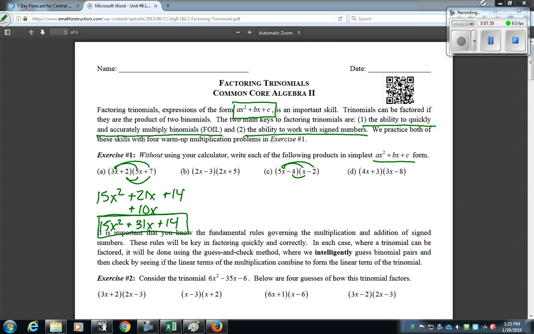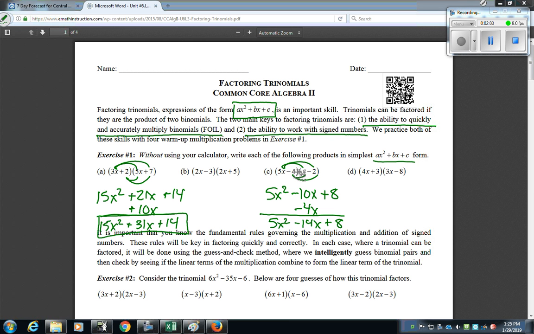And then I'll try another as well. Similar to what we just talked about, of course with this one we got negatives. So we got 5x times x, which would be 5x squared. 5x times negative 2 is negative 10x. Negative 4 times x is negative 4x, and negative 4 times negative 2 is positive 8. So when I combine like terms, which are the middle two, I have negative 14x, and then I have the 5x squared first and 8 last.